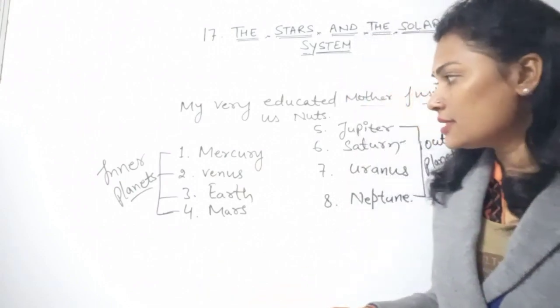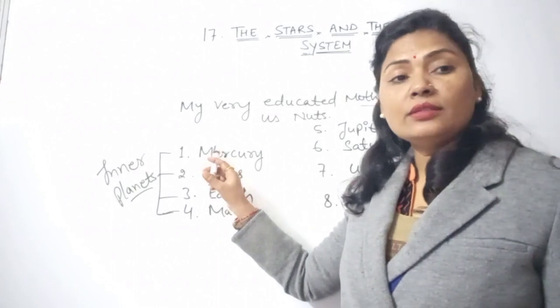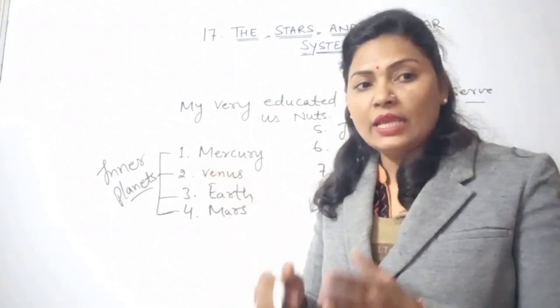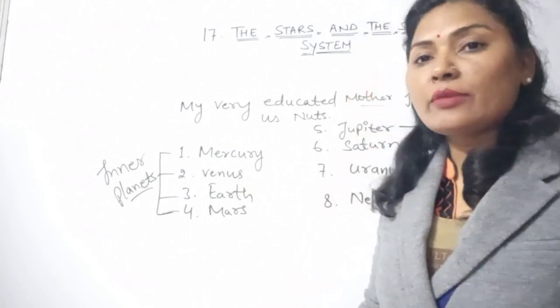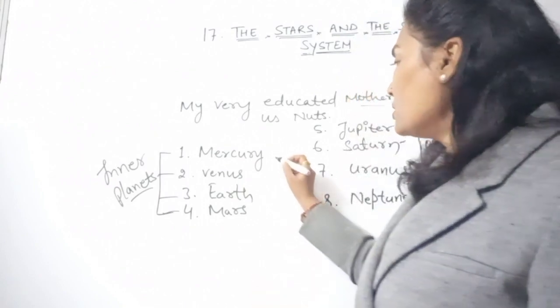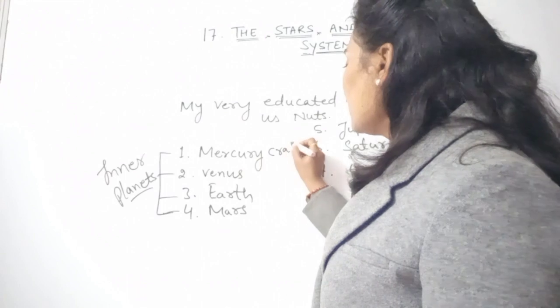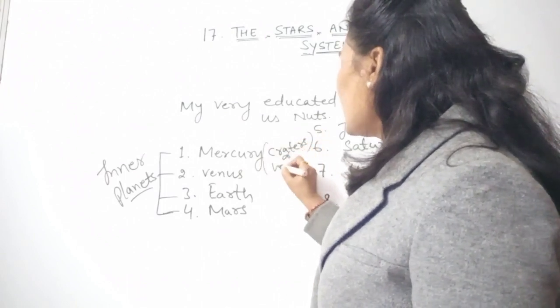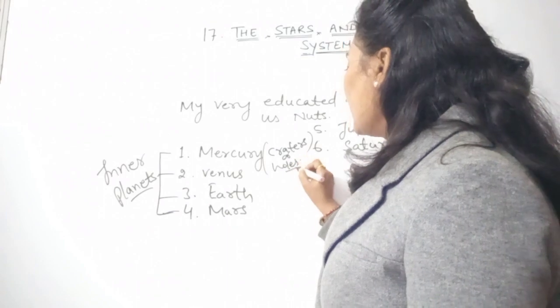Okay, let us discuss the first one. This is Mercury. Actually, the entire surface of Mercury is covered with bowl-shaped craters or holes. So craters and holes are present on Mercury.